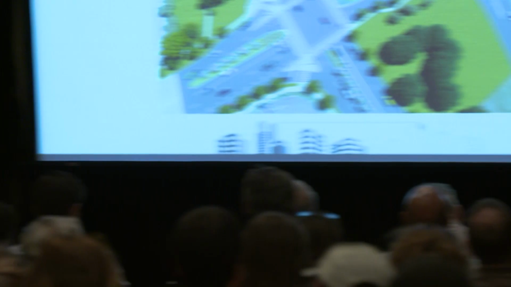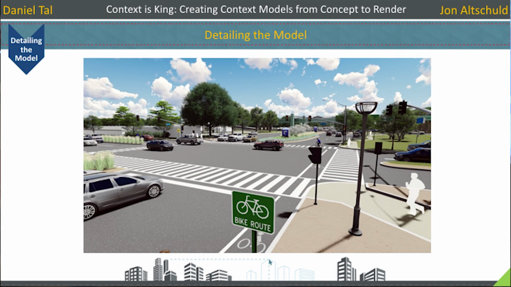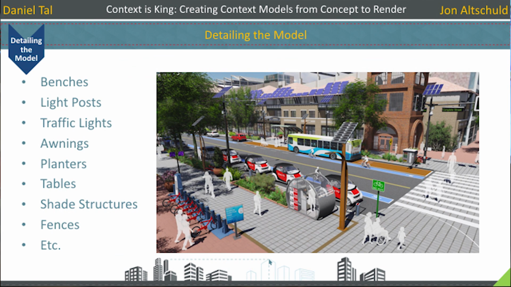Absolutely. So the result, this is Lumion. It's a far more detailed model. You get a lot more out of your model by adding all this detail. So again, the signs, the lights, the striping, the girders. Just to wrap up some of these amenities, it's benches, light posts, traffic lights, awnings, planters, tables, shade structures, fences. Like Dan was saying, Form Fonts, 3D Warehouse. One of the really nice things with 3D Warehouse is they now have a lot of them organized by company.